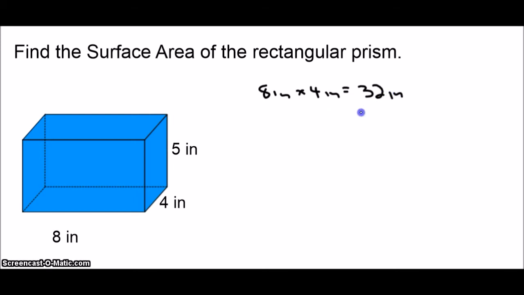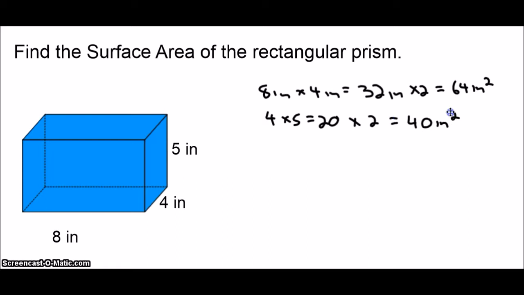Since we're doing the top and the bottom, we're going to go ahead and double that, and we'll have 64 inches squared. Let's look at the right side and the left side next. The right side is 4 inches by 5 inches, so 4 times 5 equals 20 inches squared. We're going to double that to get 40 inches squared.